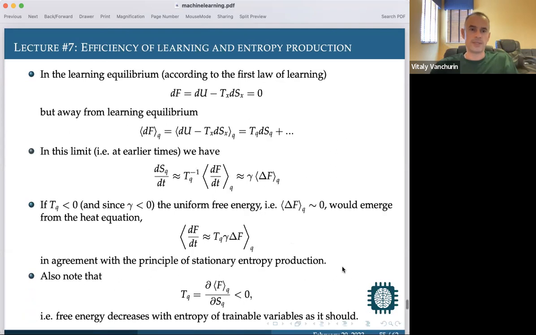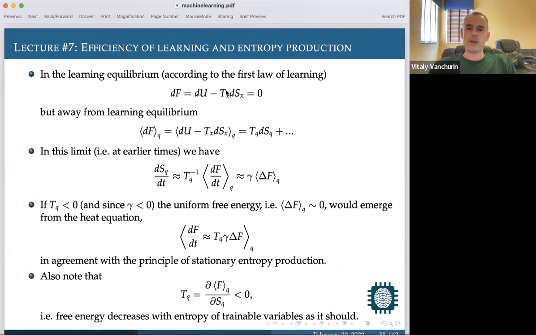Sure. So let's see what more we can tell about this free energy. Free energy seems to play an important role in this consideration, so let's see what it is. We know in equilibrium, as we discussed, dF is equal to dU minus TdS equals 0. And so once the system gets to equilibrium, the dF stops changing, at least on average, and then this expression is correct.